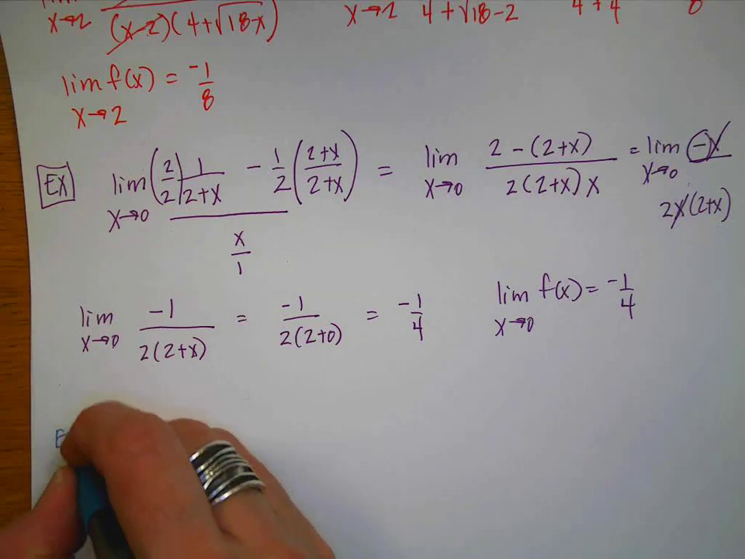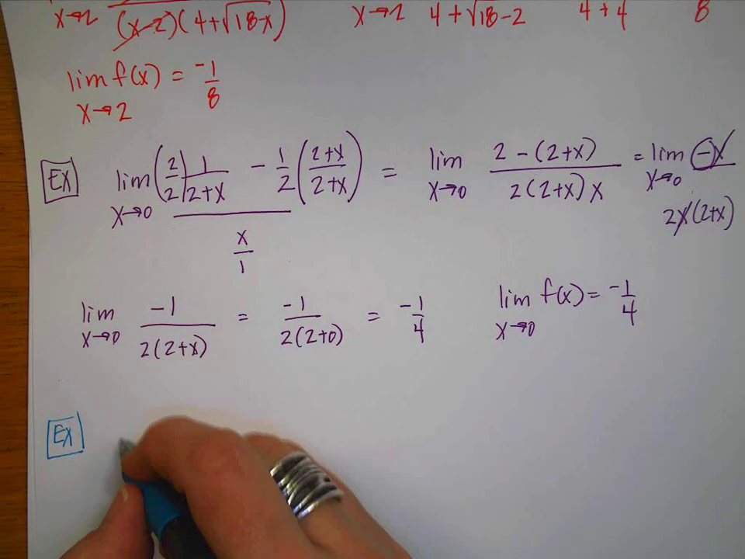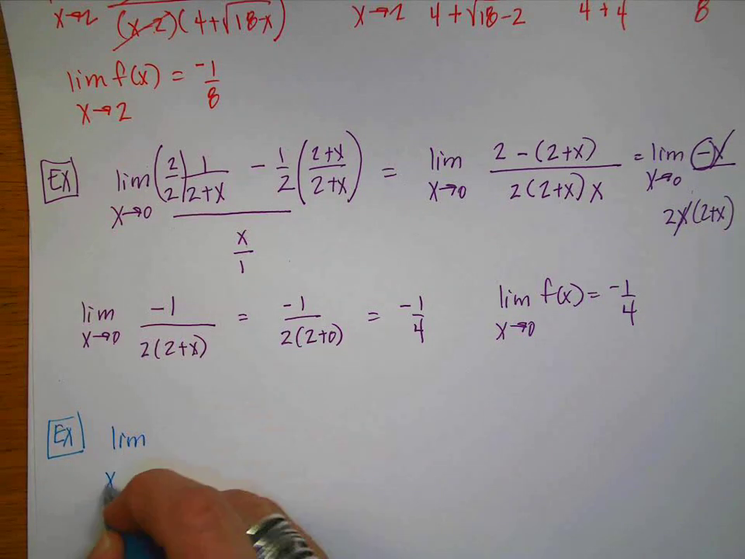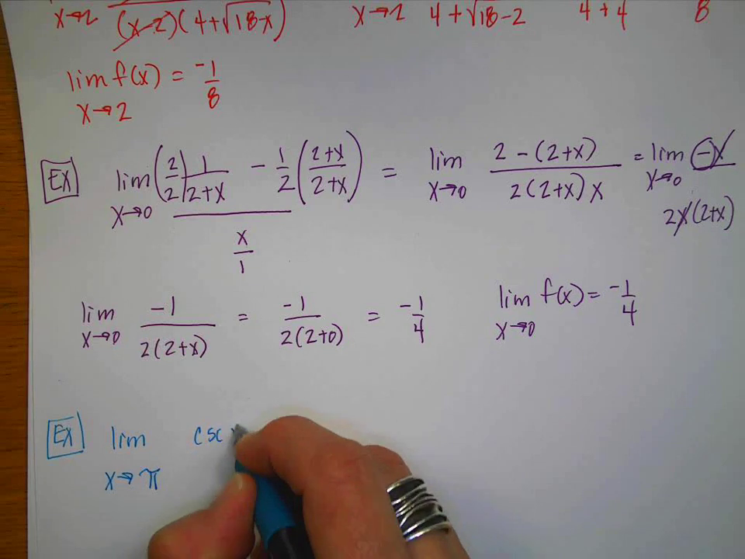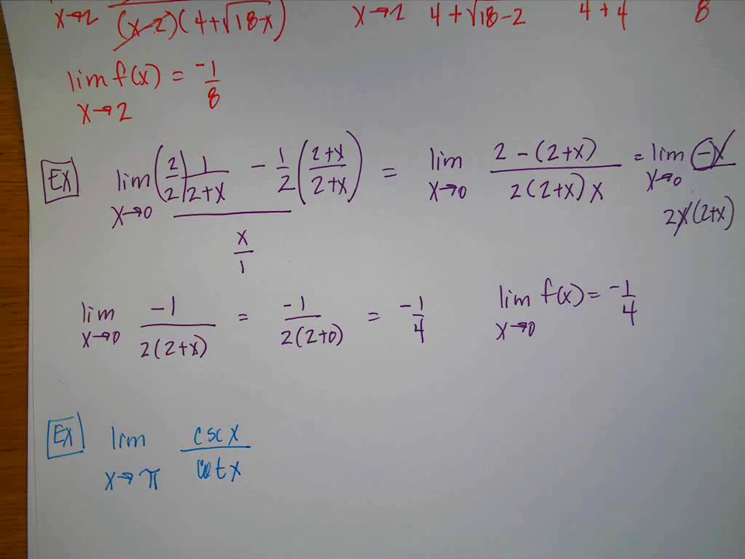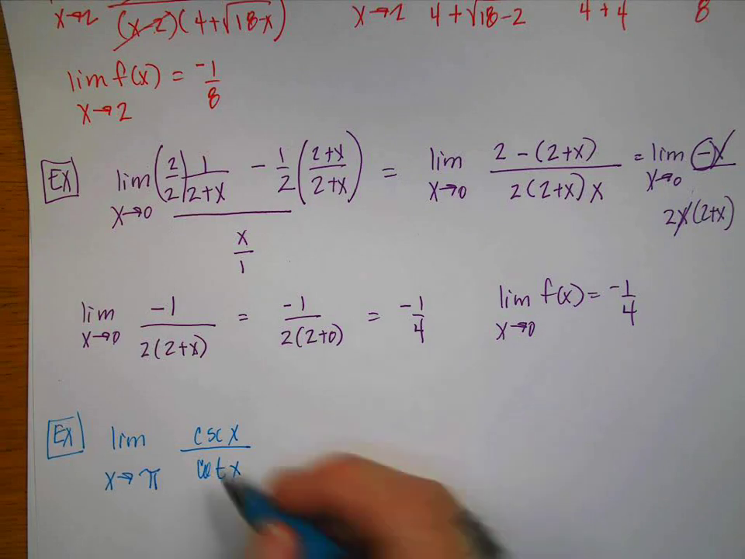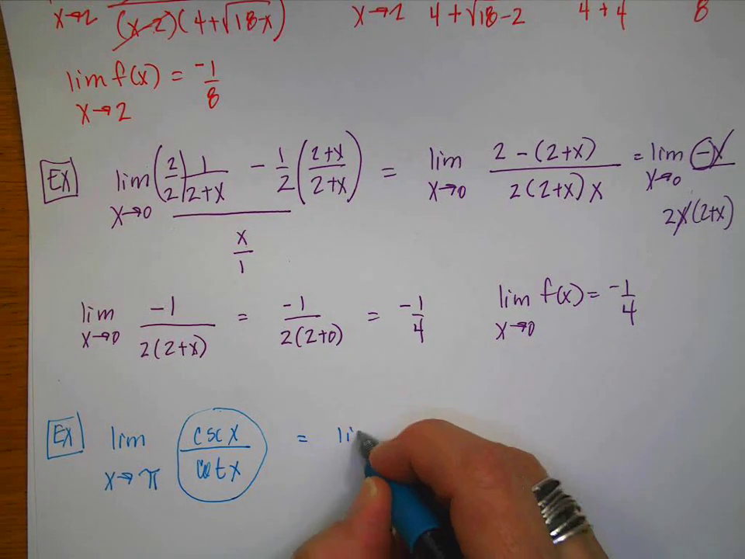Alrighty. So the last one we're going to do some trig. And remember, we've talked about you have to remember your trig for calculus. So let's do the limit as x approaches pi of the cosecant of x over the cotangent of x. So before I get started, I'm just going to jump right into simplifying the trig. This is truly the last example.